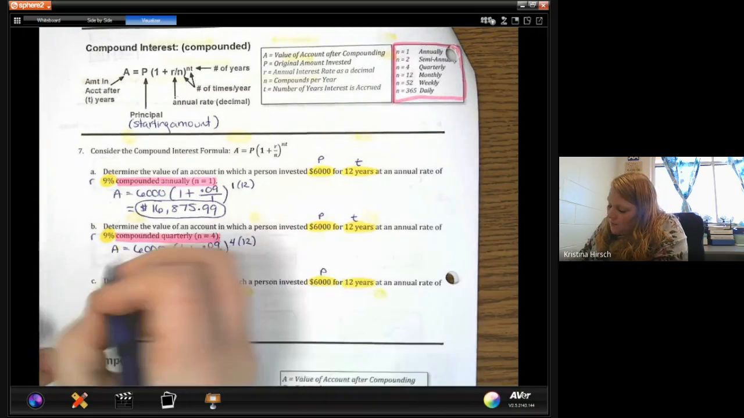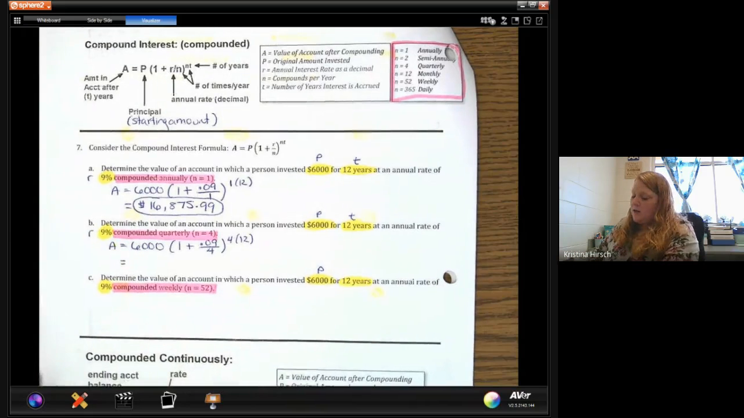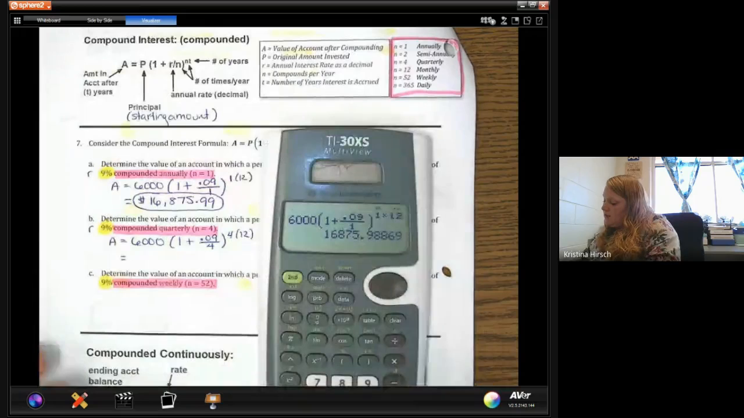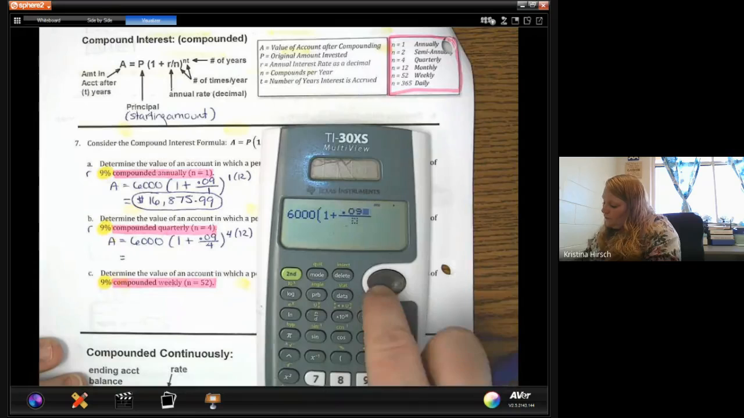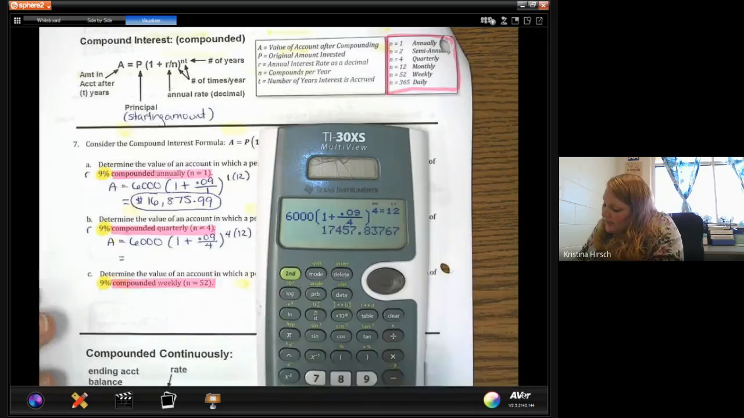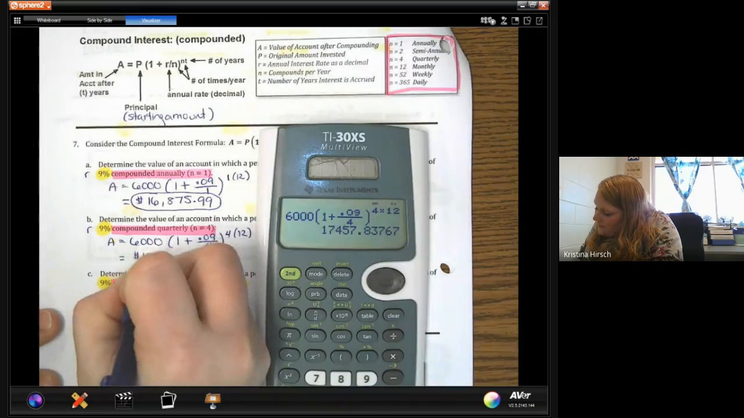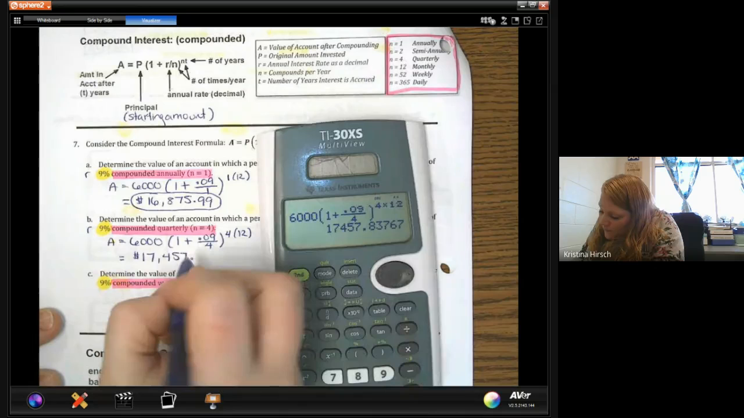All right, so I'm going to put that in my calculator. The only thing that changed was the 4, because there are 4 quarters in a year. So let me clear it out. 6,000 times 1 plus 0.09 over 4, close it off, raise it to 4 times 12. And we get $17,457.84 if I round it.